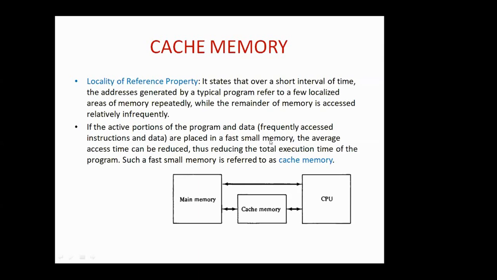The purpose of using cache memory is to decrease the average access time of instructions and data. By doing that, we can save a lot of time of the CPU.